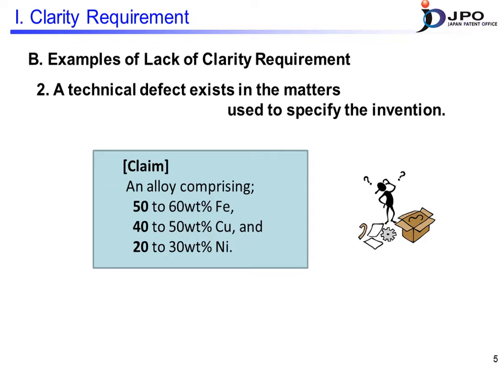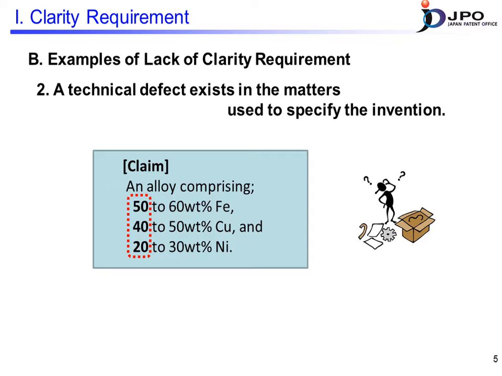Now let's look at a second type of violation. This is a type of case where there are technical defects in the matters used to specify the invention. Please look at the example on the slide. An alloy comprising 50 to 60 weight% iron, 40 to 50 weight% copper, and 20 to 30 weight% nickel. This claim includes 3 conditions related to the ingredients. Please note the minimum percentages needed to fulfill each condition.